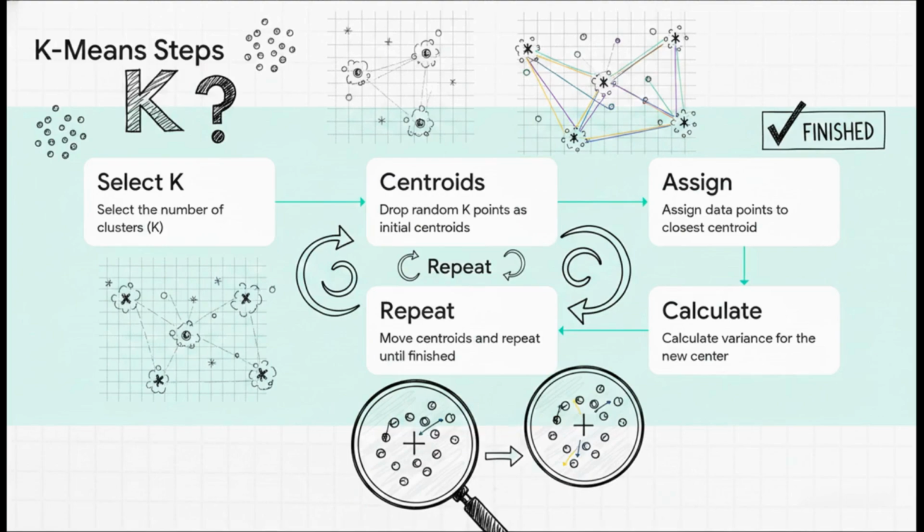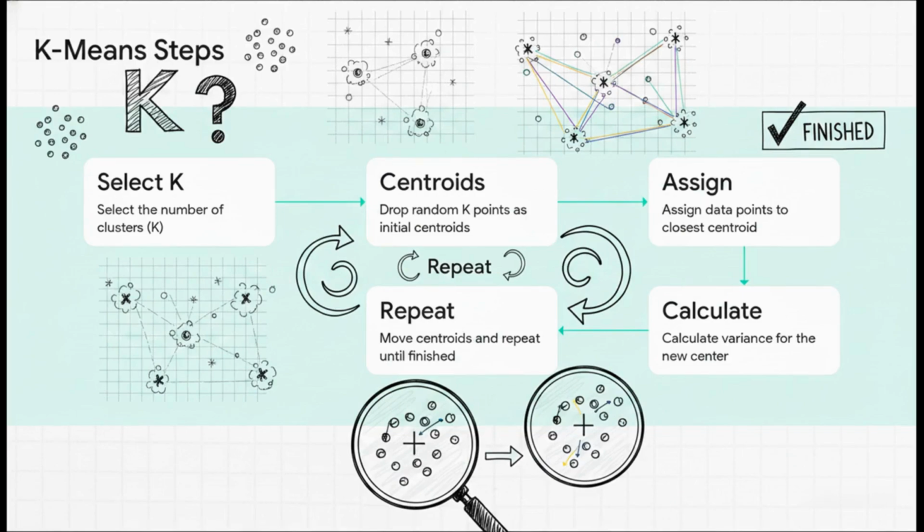Step 2. The algorithm drops k random points onto the graph. We call these centroids. You can think of them as the initial, totally random leaders of our new clusters. Then we hit step 3. Every single data point in your dataset looks around and asks, hey, which centroid am I closest to? And it assigns itself to that closest one.